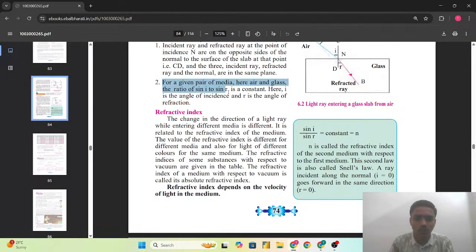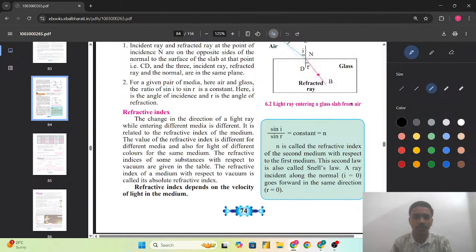So for a given pair of media, here air and glass, the ratio of sin i to sin r is a constant. Here i is the angle of incidence and r is the angle of refraction. That means what are they trying to say here, let's see. That is the ratio of sin i. No need to write, it is already given here.